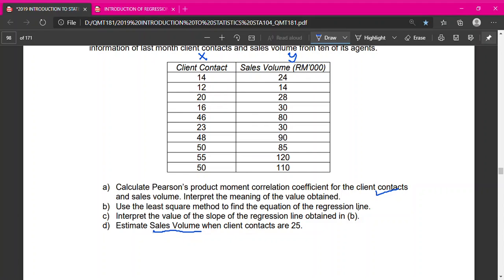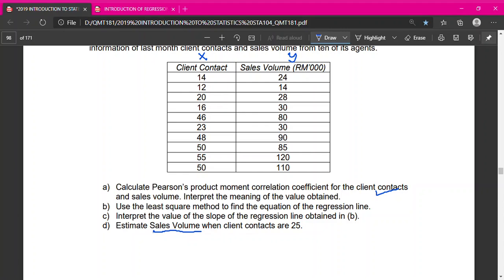So saya nak tunjuk contoh untuk B. Use the least square method to find the equation of the regression line. So kita nak dapatkan equation y equal to a plus bx tadi. So in order to find the equation, we need to estimate the value of a dan juga b, slope dan juga intercept. But before that, first thing first, you kena cari dulu all the value of summation, right? So gunakan knowledge yang I dah bagi before, which is key in all the value untuk dapatkan all the summation value, right?